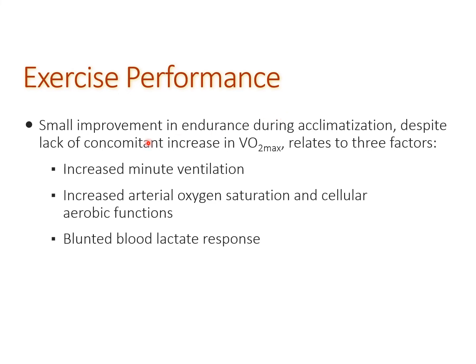Now, exercise performance. So there are small improvements in endurance during acclimatization, despite the lack of simultaneous increase in VO2 max. And this is related to three factors. So you get increased minute ventilation because you're having to breathe harder and you're hyperventilating slightly. You get increased arterial oxygen saturation and cellular aerobic function. So we talked about how your system creates more red blood cells, it gets more hemoglobin, it can combine and extract that oxygen a little bit easier. And then you get this blunted blood lactate response. So we talked about how there's actually, beyond a point, there's less blood lactate created at altitude.